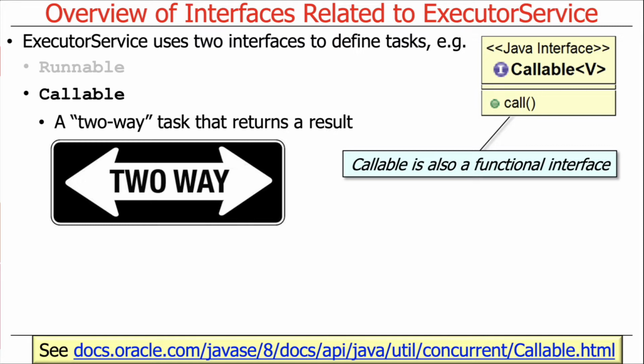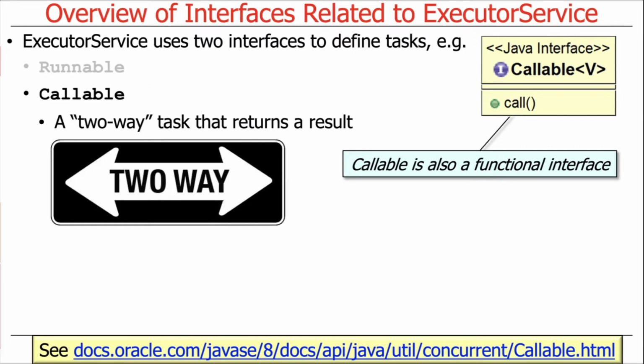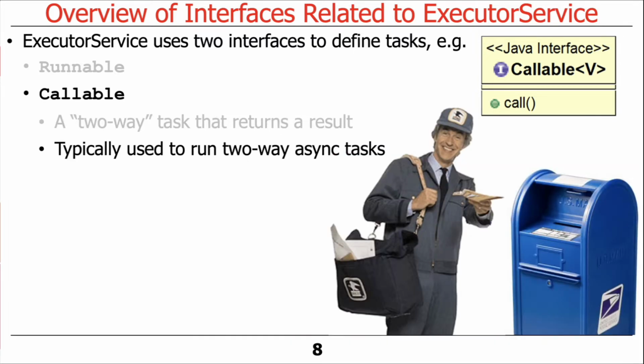Callable is a two-way task that returns a result, and the result is of type V. So you can see Runnable has no return value from run, whereas Callable actually returns something of type V. It's also a functional interface for that matter. The main important difference is that a Callable is a two-way task that returns a result. So that means you can get a result back, and that has some nice properties we'll take advantage of when we redo the implementation of our Prime Checker app shortly. You typically use Callable to run two-way asynchronous tasks.